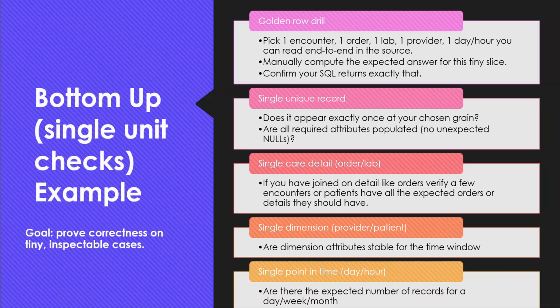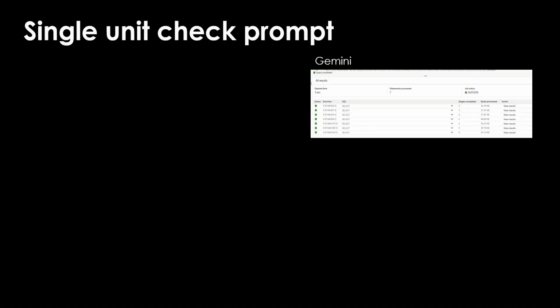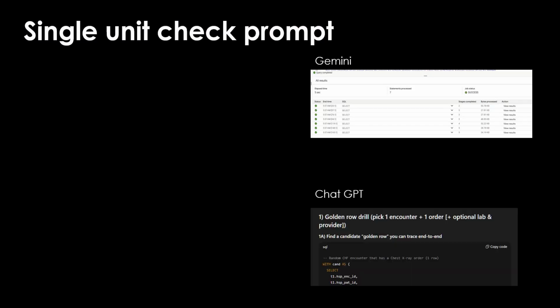So simple concept that has a pretty practical endpoint. We're just trying to see the record and see if we can spot anything with our own eyes about what's going on here. So that's the single unit check idea. You might take that out to Gemini. You might take that to ChatGPT. So this is not always that you have to write another query. Sometimes it is writing a good prompt to do this same thing.